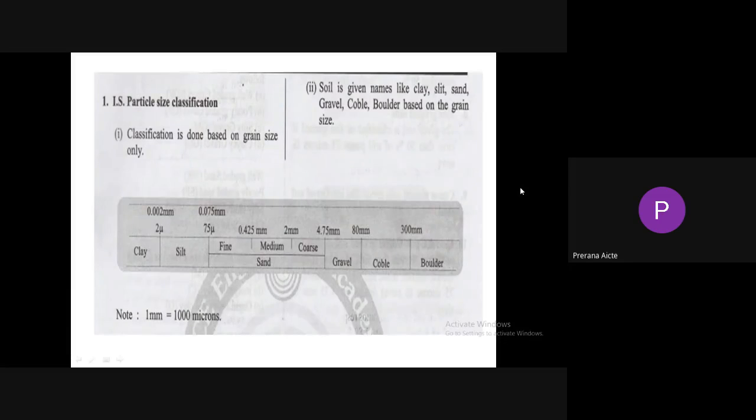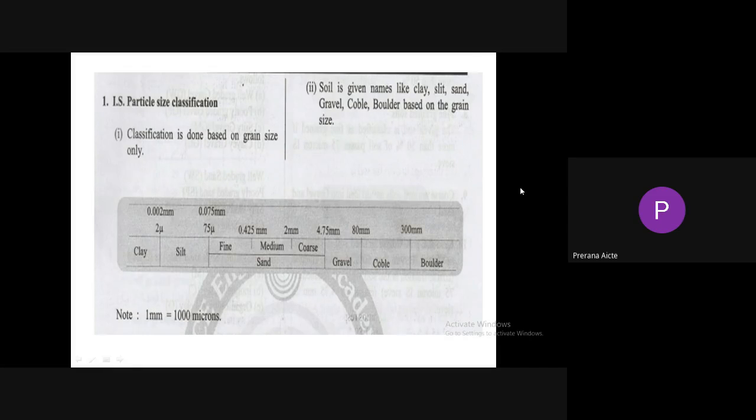What is the minimum size of gravel? 4.75 mm. What is the maximum size of sand? 4.75 mm. What is the maximum size of gravel? 80 mm. The minimum size of cobble? 80 mm. The maximum size of cobble? 300 mm. The minimum size of boulder is 300 mm. Like that, you need to remember.